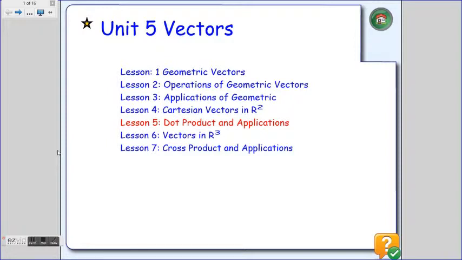So today we're going to learn how to multiply vectors together. There's actually a couple of ways in which we're going to do this. The first method that we're going to learn is going to give us a scalar, so the dot product.